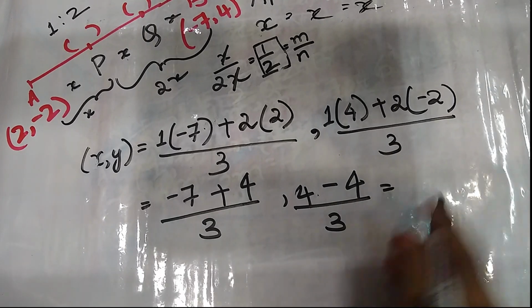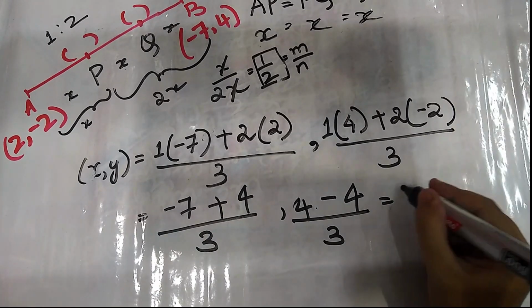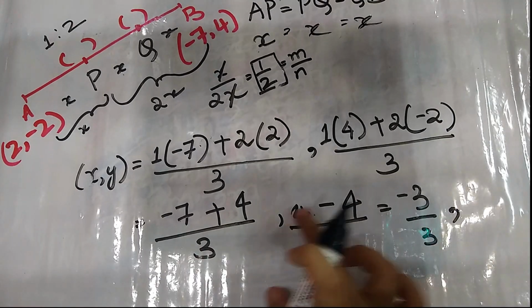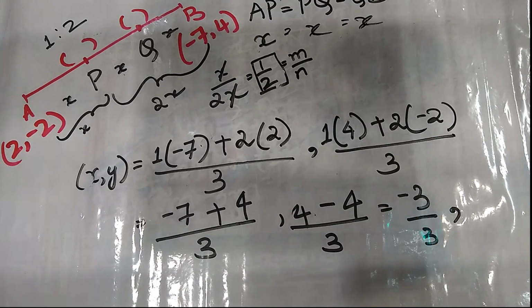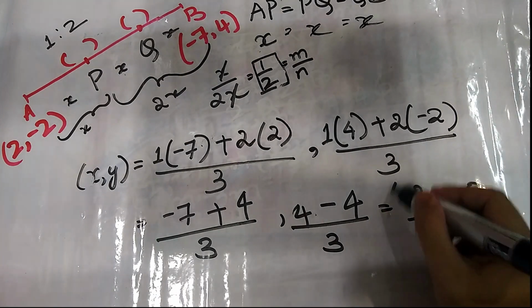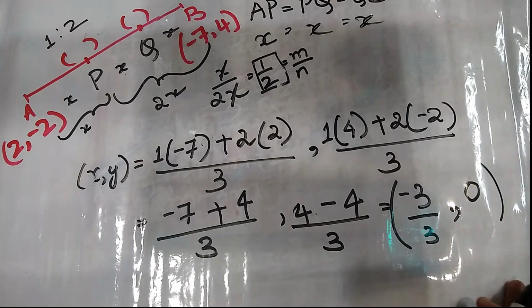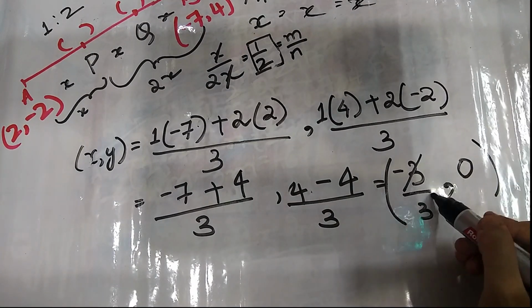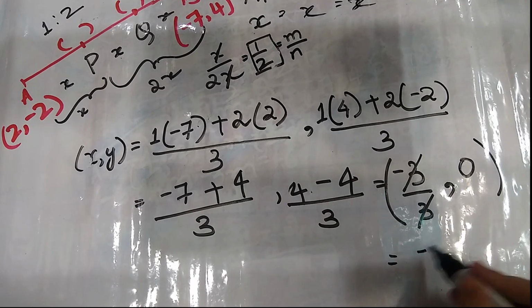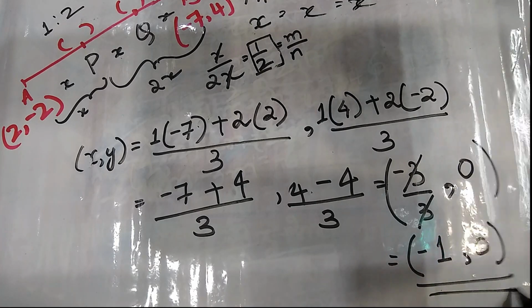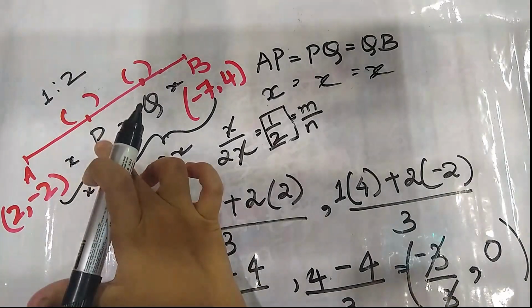So what do you get? Minus 7 plus 4 is minus 3 divided by 3, comma, 4 minus 4. What is 4 minus 4? 0. So anyway, 0 divided by anything will also be 0, so that remains as it is. Now what is minus 3 divided by 3? It's nothing but 3 and 3 get cancelled. So minus 1 comma 0 is your coordinate for this point P.